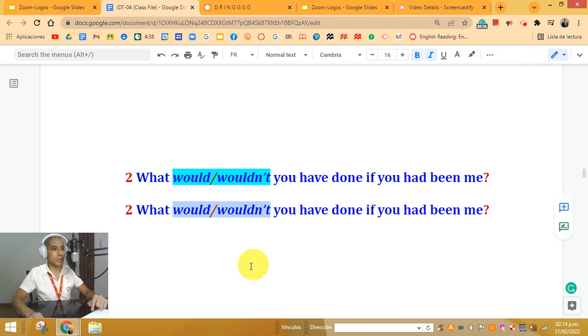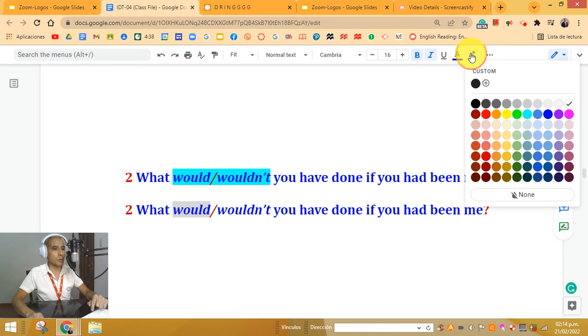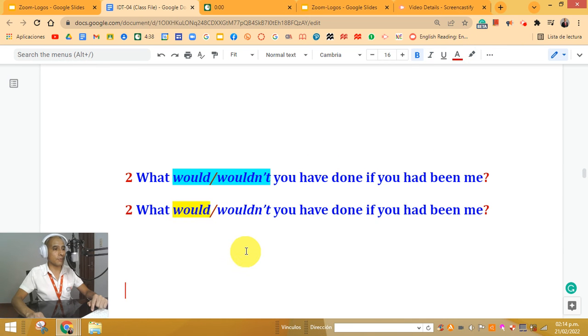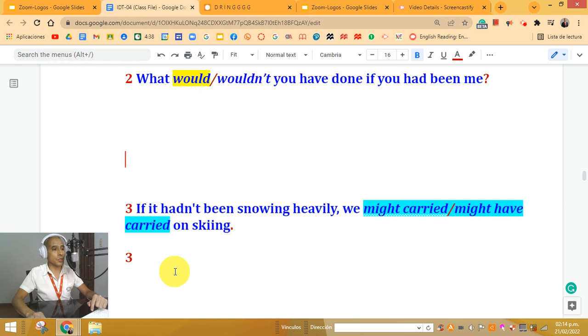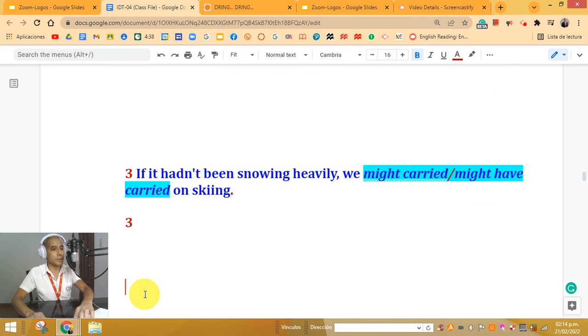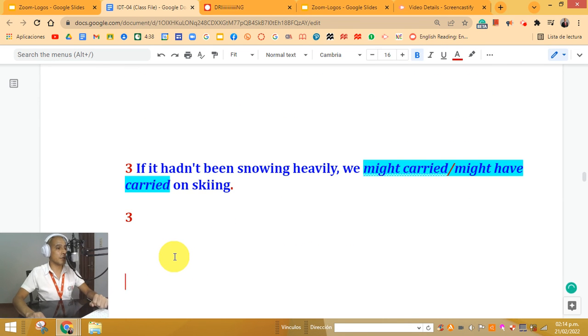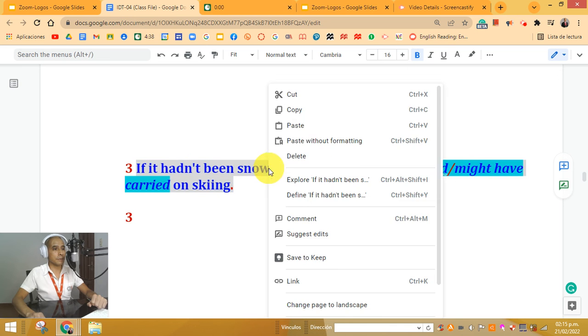Okay, so we're going to change the color, and we're going to choose the correct answer, that is would, and I'm going to use yellow in order to identify it. Let's continue with number three. Okay, here we have example number three. If it hadn't been snowing heavily, we might carry it. And the other option is we might have carried on skiing. Now tell me, what do you think the correct answer is?